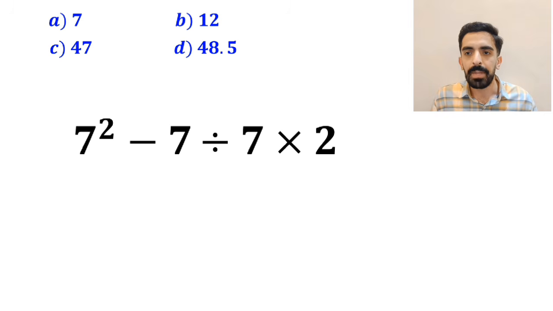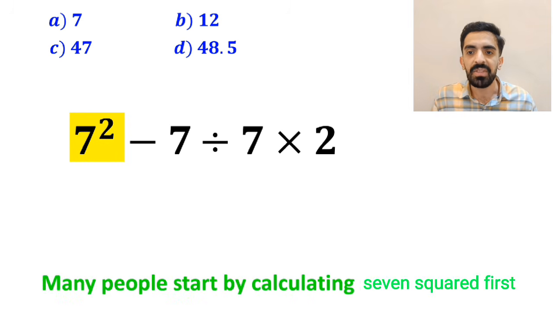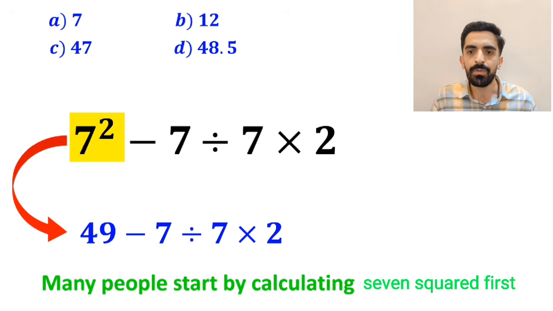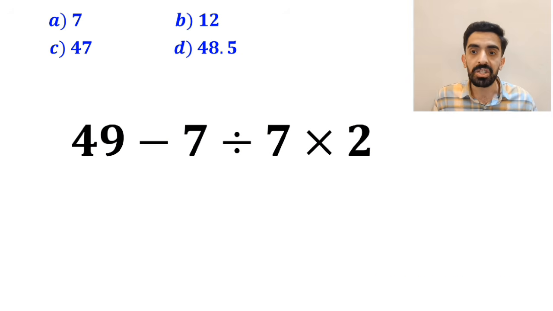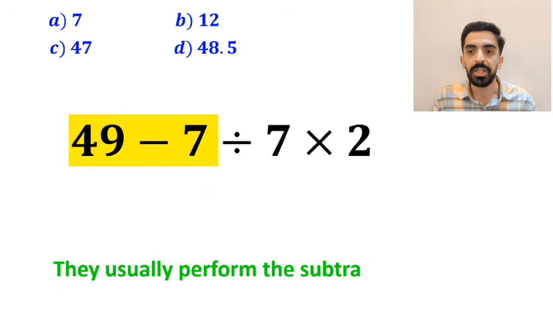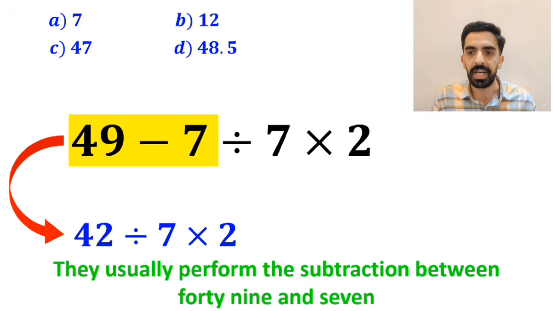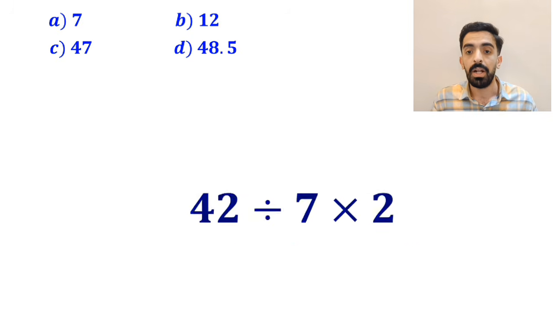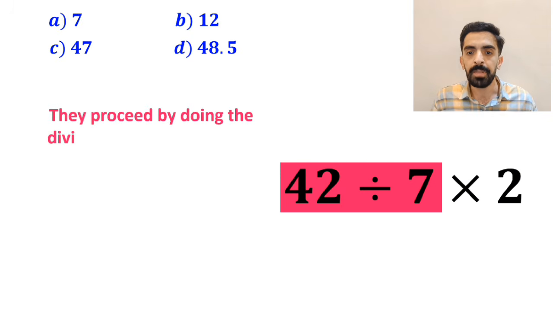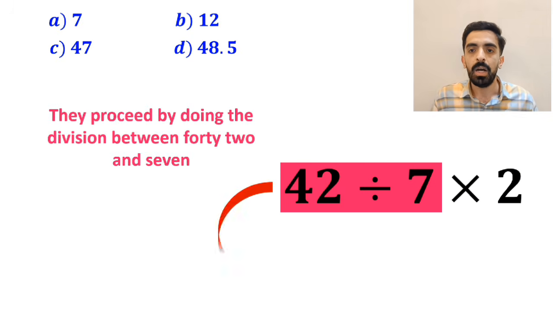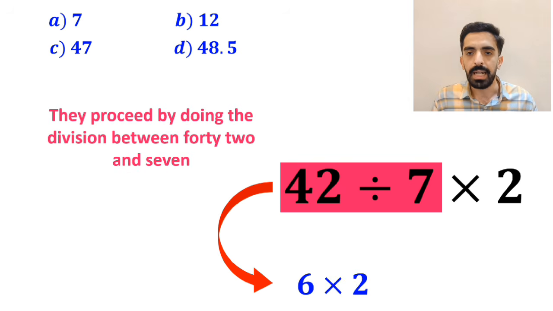To solve this problem, many people start by calculating 7 squared first. And instead of the original expression, they rewrite it as 49 minus 7 divided by 7 times 2. In the next step, they usually perform the subtraction between 49 and 7, simplifying this expression to 42 divided by 7 times 2. Then, they proceed by doing the division between 42 and 7, which gives them 6 times 2. And finally, they multiply 6 by 2, which ends up with the answer 12.